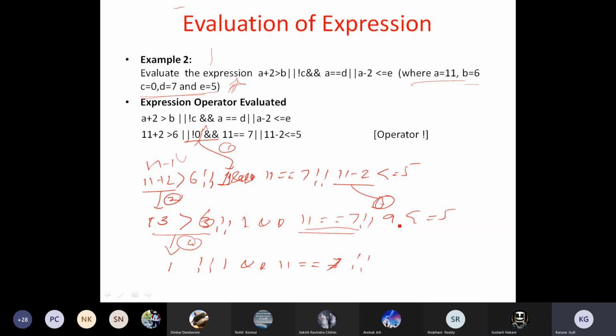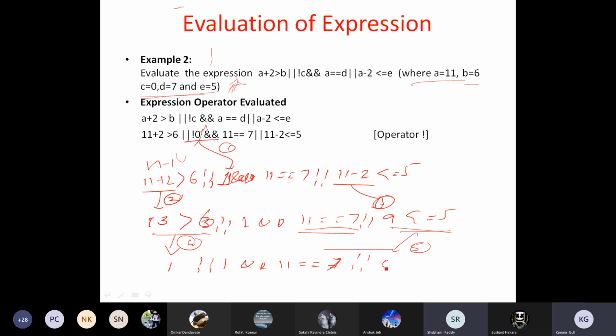Greater than and less than or equal to have the same priority if I am not wrong. Except equal to, greater than, or equal to, less than or equal to, and less than have the same priority. Correct now? Yes, ma'am. So this will come next. This is the fifth one. 9 is less than or equal to 5. Is it true?